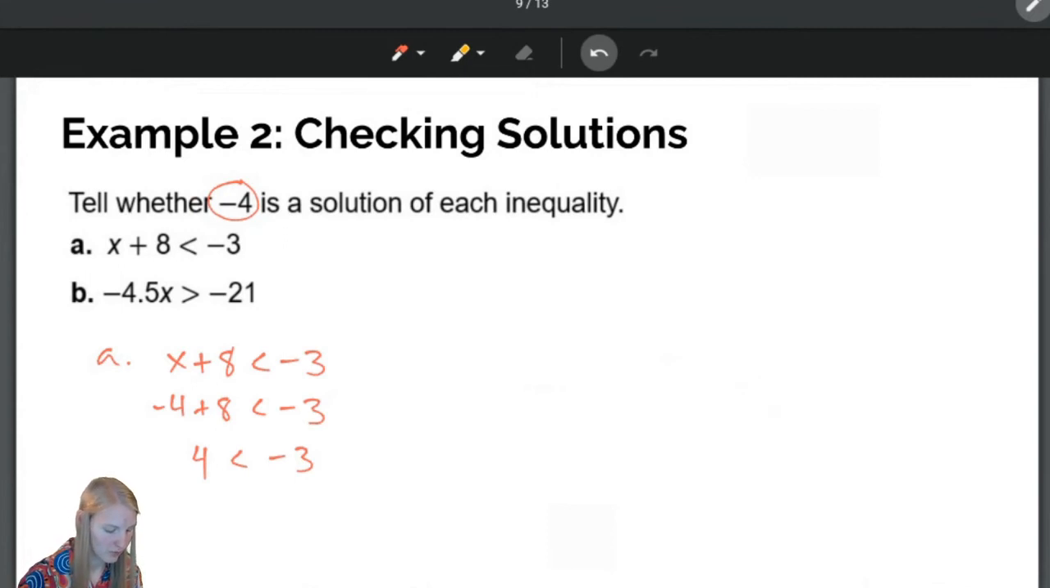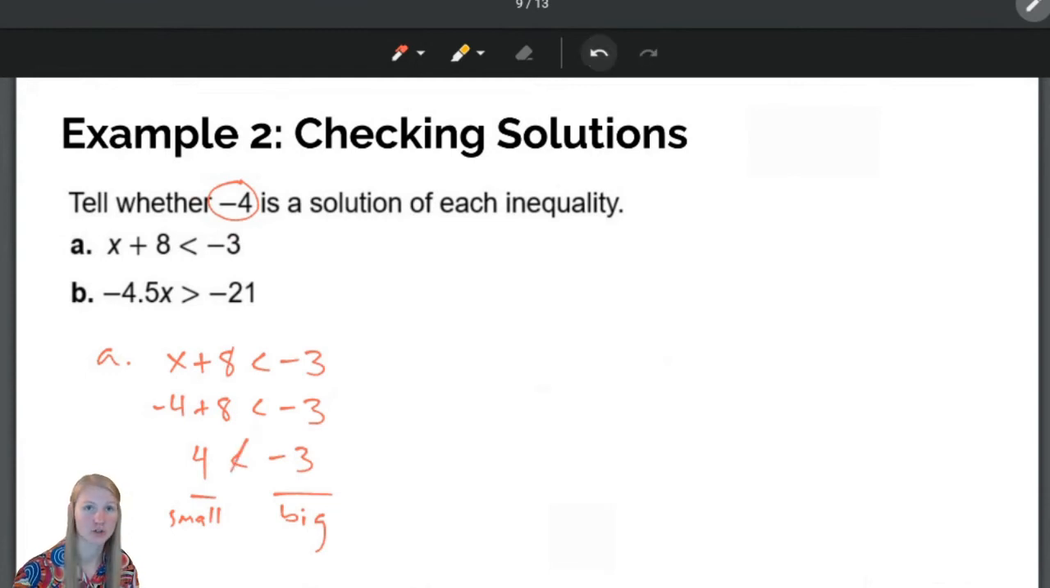Okay, so now 4 is less than -3. If this were true, the smaller number would need to be over here and the bigger number would need to be over here. -3 is small. It's less than 0. +4 is bigger than 0. So this is not true.